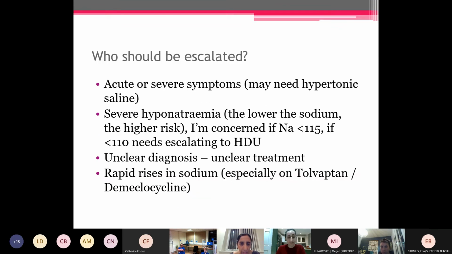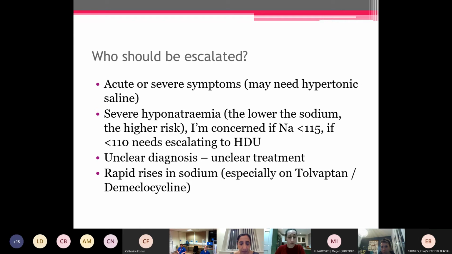So who should be escalated? Acute or severe symptoms for hypertonic saline, and severe hyponatremia: the lower the sodium, the higher the risk. I start as an endocrinologist. I know that severe hyponatremia is technically less than 125, but from an endocrine point of view, we start to get concerned really if it's less than 115, and if it's less than 110, then we're really concerned, and we would rather they were on HDU.